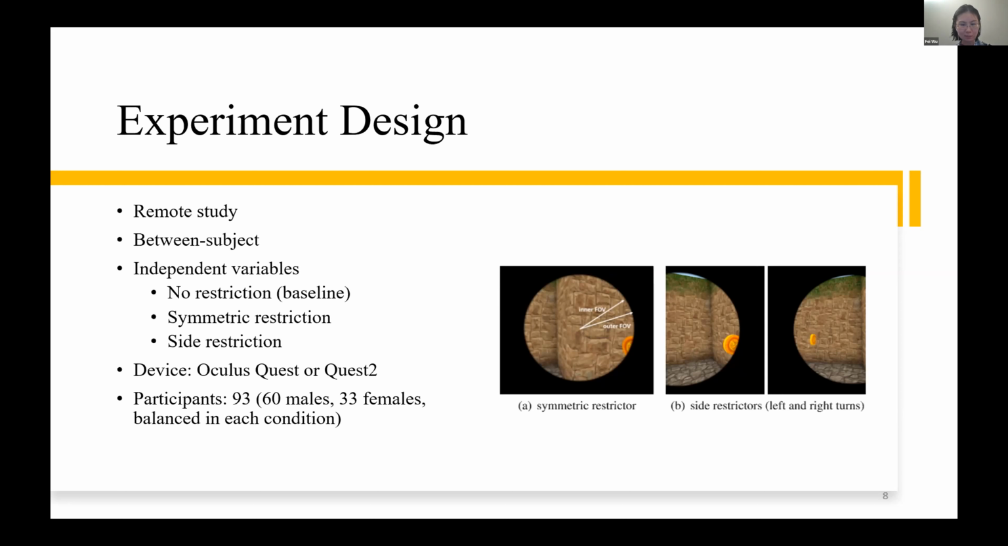Due to the COVID-19 pandemic, this experiment was conducted remotely. The study was conducted using a between subjects design, and a total of 93 participants completed the task at home using their own Oculus Quest headset. The experiment lasted about 20 to 30 minutes. The order in which the three conditions were assigned to participants was randomly shuffled.